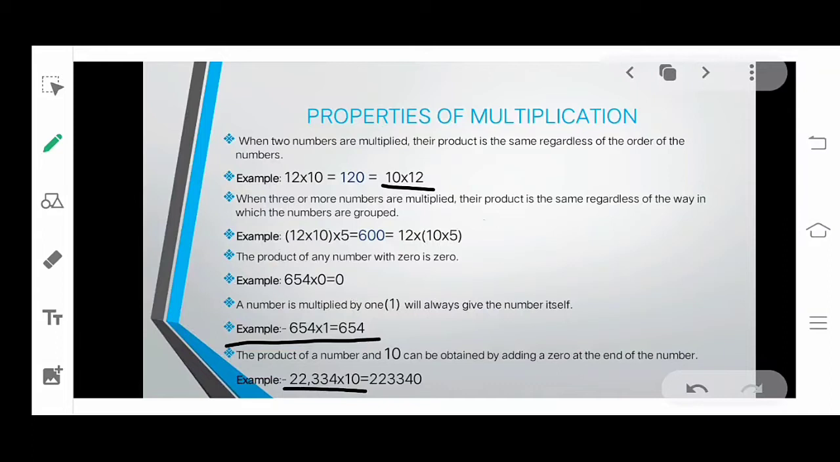I hope, students, the properties are completely clear in your mind, and now we are going to move on to solve our sums.